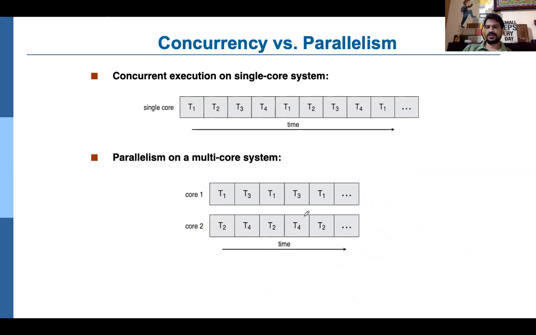Now let's see the difference between concurrency and parallelism. Concurrency means if we have multiple tasks, so when we accommodate multiple tasks to run in a single core, that property is called concurrency.